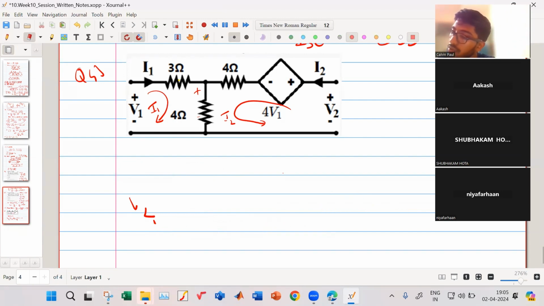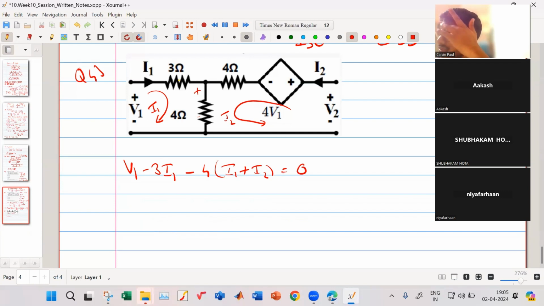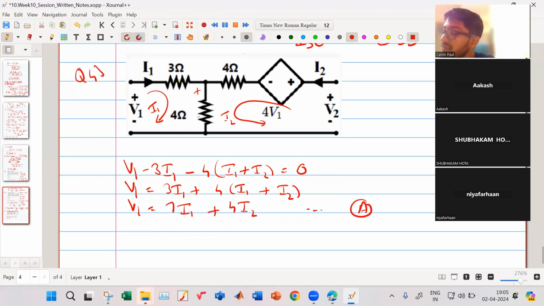So what we will solve is, we will get V1 minus 3 I1 minus 4 ohm into I1 plus I2 is equal to 0, right? So I get V1 is equal to 3 I1 plus 4 into I1 plus I2. Okay, so my V1 is actually equal to 7 I1 plus 4 I2. This is my equation A.